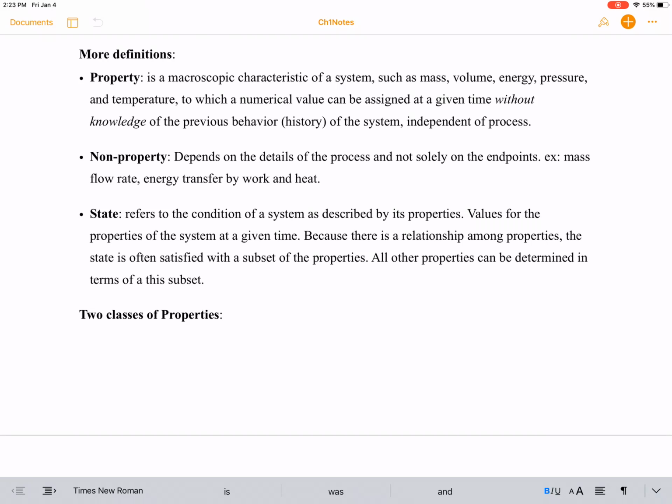We just care about the property that it is 72 degrees, if you will. That's what a property is. How much mass does it have? How much volume, energy, pressure, temperature, and so on.